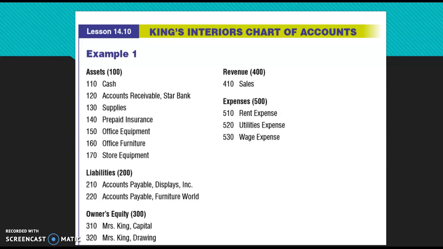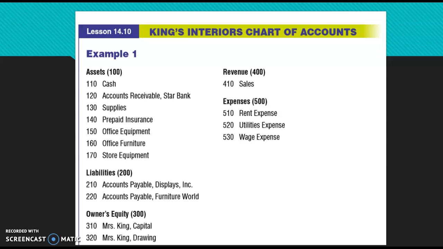They are numbered by the tens, and the reason is that you're leaving space in case in the future you have more accounts that need to be added. So you always want to leave space so you can add an extra account. So assets, like we said, come first, and they start with 100s. Then liabilities come next, and again you have the gap in the numbering to have room to add more. Owner's equity or capital accounts are numbered in the 300s. Capital comes first, and then drawing is after that.